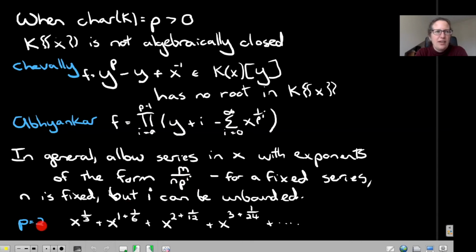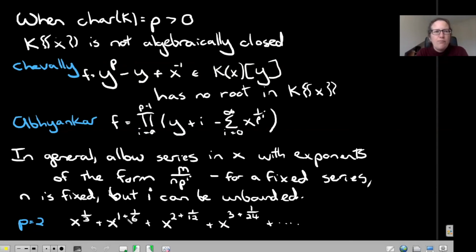So you'll get things like, this is a p equals 2 case. My n is 3 in this example. So I've got x to the a third plus x to the 1 and a 6th plus x to the 2 and a 12th plus x to the 3 and a 24th. And you can see that my denominators are all of the form 3 times 2 to the something. Okay, and that's the condition.